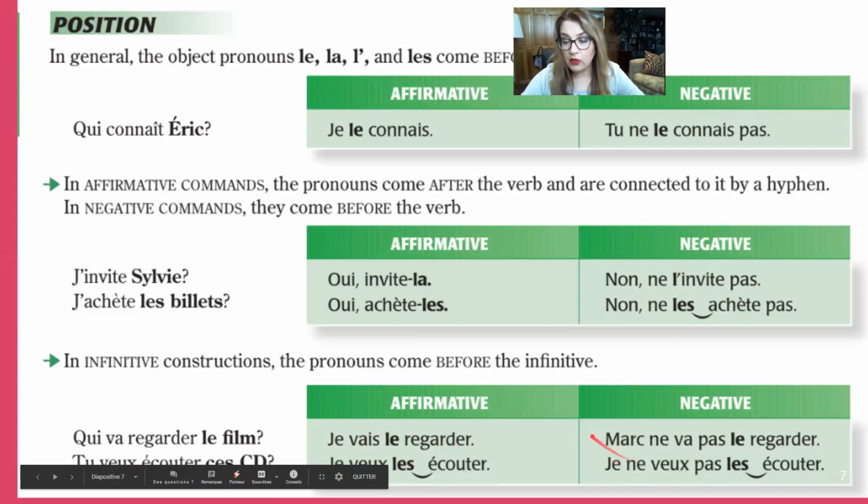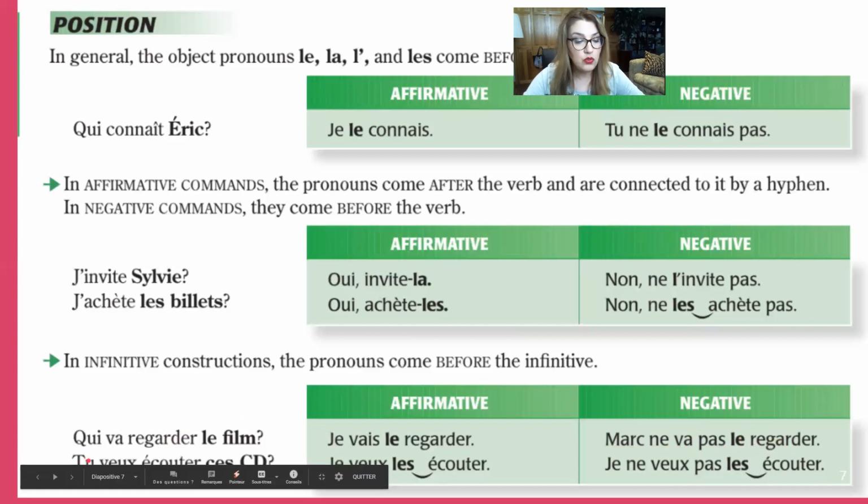In the negative command, Marc ne va pas le regarder. Here, the order of the sentence doesn't change, but we just add ne and pas around verb 1. Marc ne veut pas le regarder. He will not watch it. So le is before verb 2.